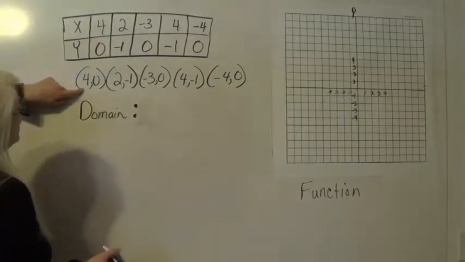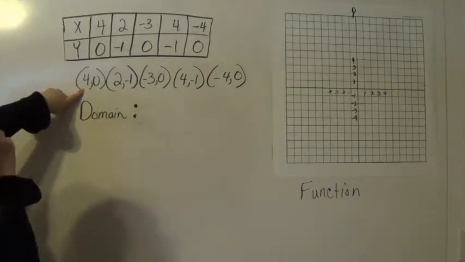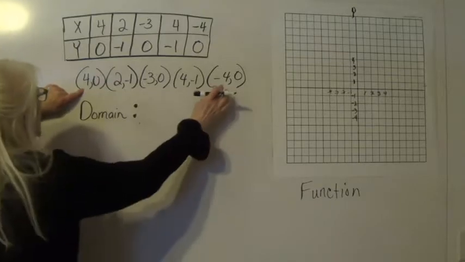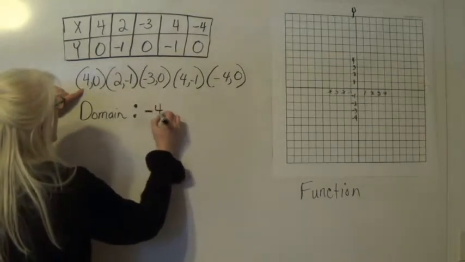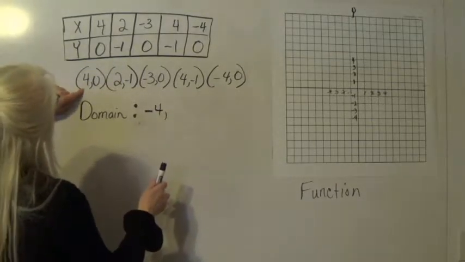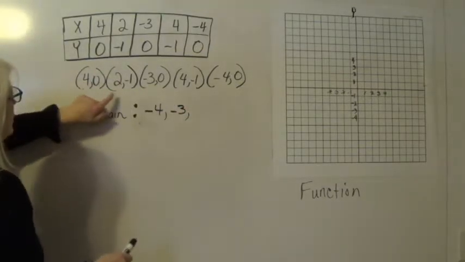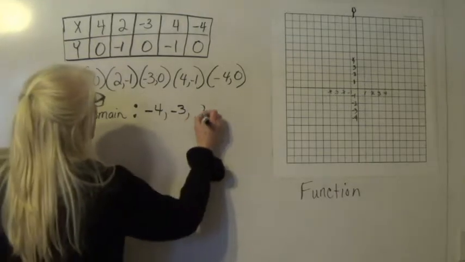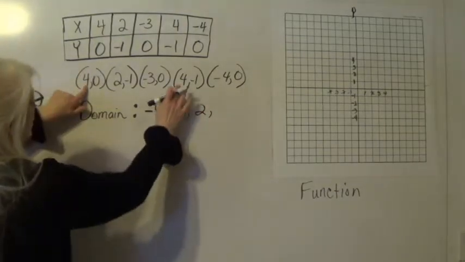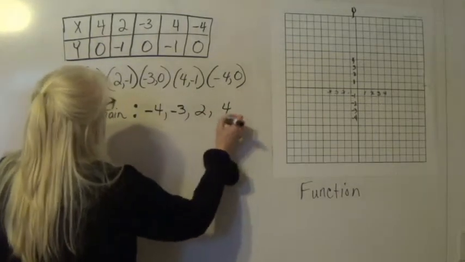So my domain are my x values. All right, so let's scan this for the smallest one. It's -4 right there. And then the next smallest one, oh, it's -3. Okay. And then I've got a 2. And then I have 2 4s, and so I'm just going to list it once.